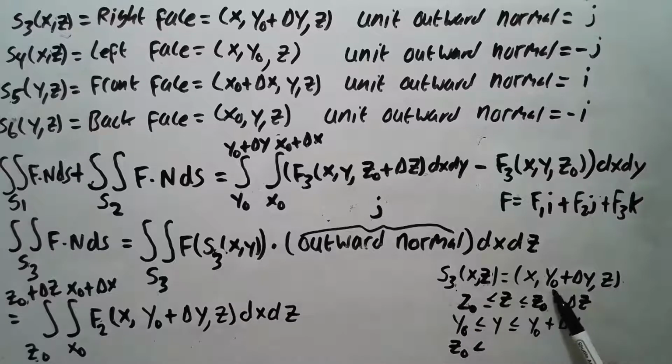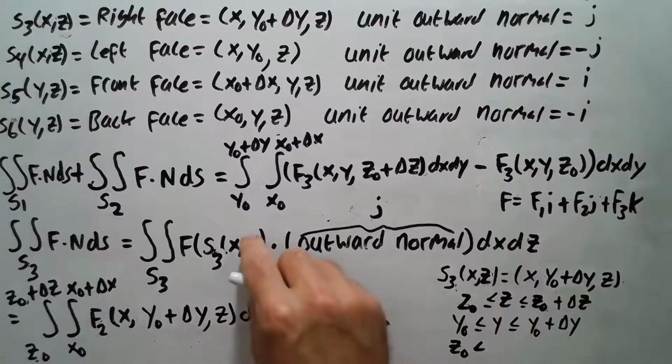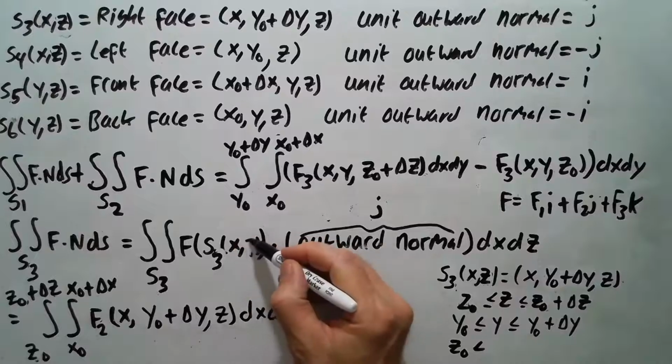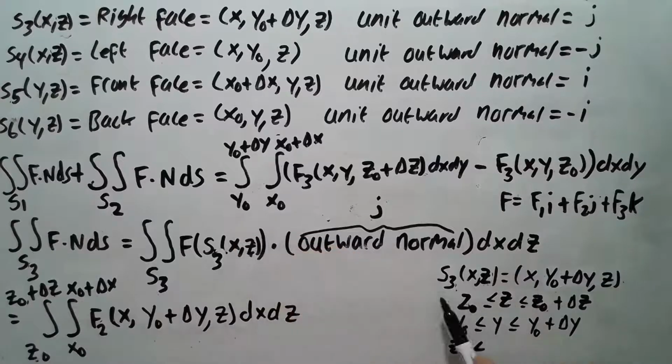S3 is x, y0 plus delta y, comma z. So you're going to put that in place of x, y, and z in your F2 function, which I've done here. And the limits, it should be z here, because S3 is xz. So x goes from x0 to x0 plus delta x, and z goes from z0 to z0 plus delta z here. Okay, let's keep going.